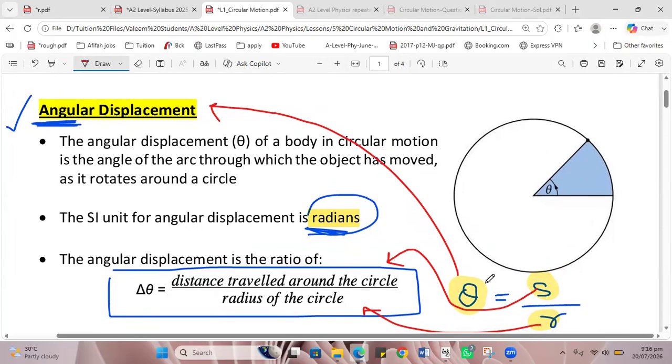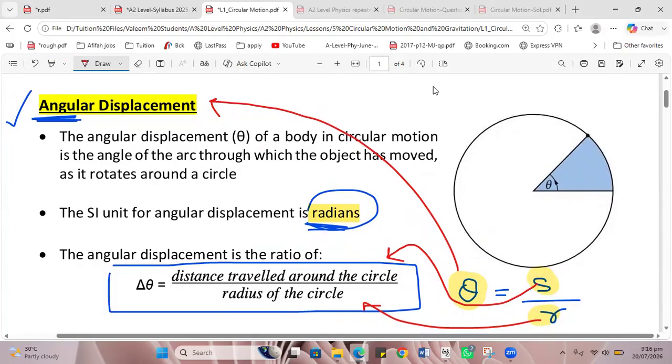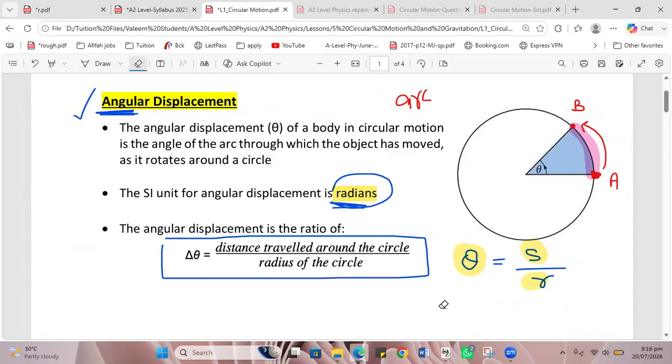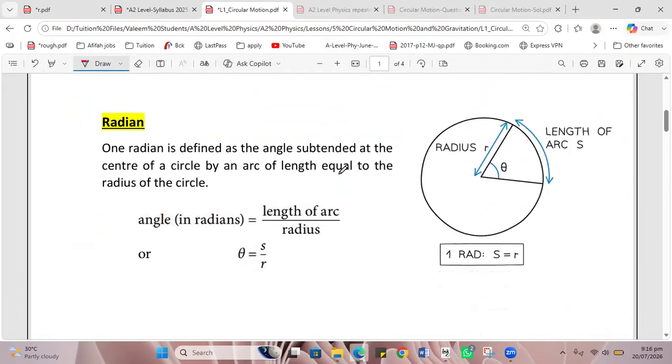Just to make it clear, look at this image. I have an object, let's say, that starts over here at point A and then travels till point B over here. Now, what is the distance that it has traveled around the circle? This thing. You can also call it arc length. So this is S. Okay, so we have this formula, theta equals S upon R. This is the formula for angular displacement.